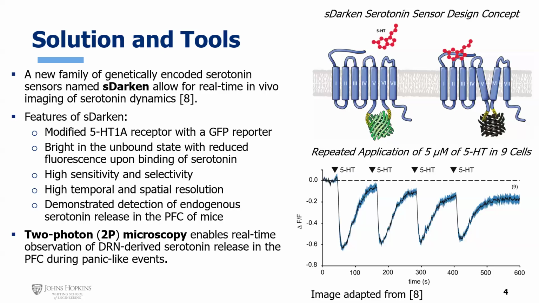they quit applying it. The other tool is a 2-photon microscopy that enables real-time observation of the dorsal raphe nucleus derived serotonin release in the prefrontal cortex during panic-like events.